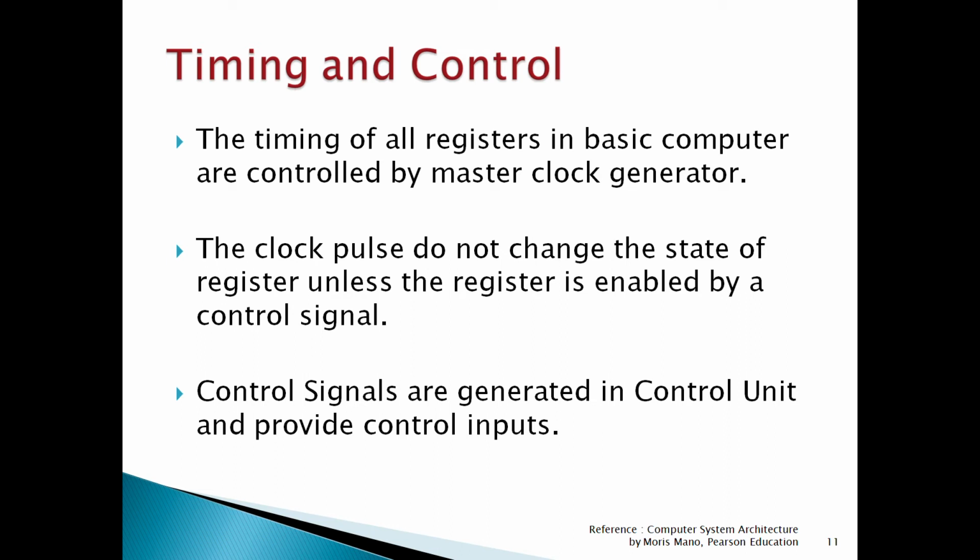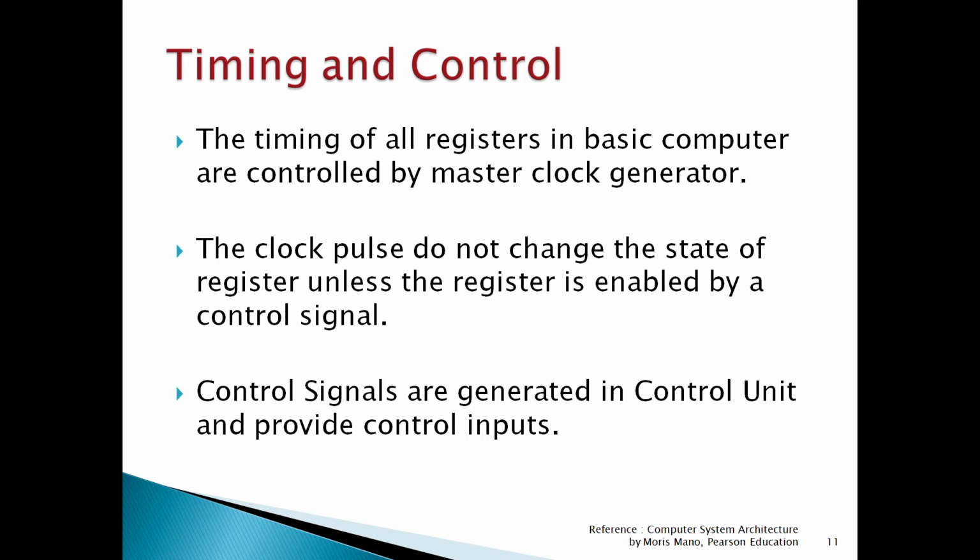Now we come to one of the most important things, how the timing and controls are done in the computer system. See here, the timing of all the registers in the basic computer is controlled by a master clock generator. Earlier I told you in the common bus system also there is a clock. The clock may be positive edge triggered or negative edge triggered, right? If it is positive edge triggered, then during the positive transition, and for negative edge triggered during the negative transition, the communication takes place. That is how the registers are basically controlled using the timing.